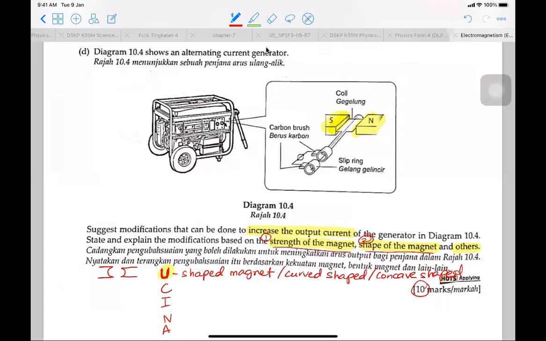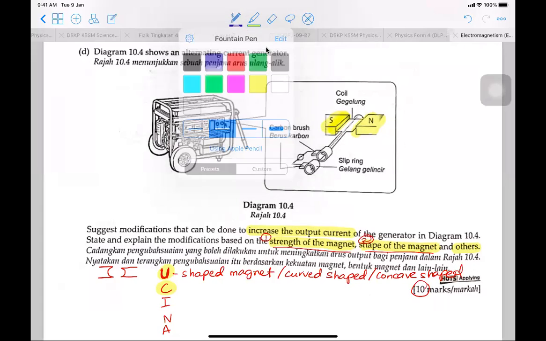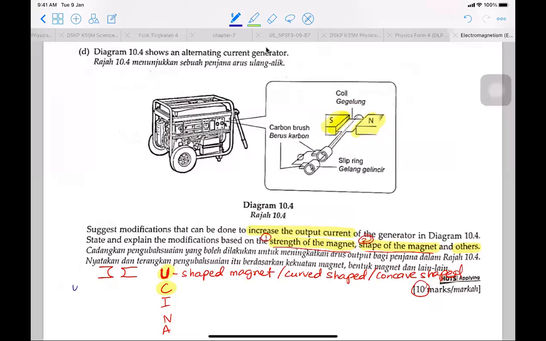Alright. Okay, the second one, C. What is C? Can anyone guess? For C, use soft iron core. Yes, use soft iron core. And then what is the reason why we use soft iron core? What is the reason?